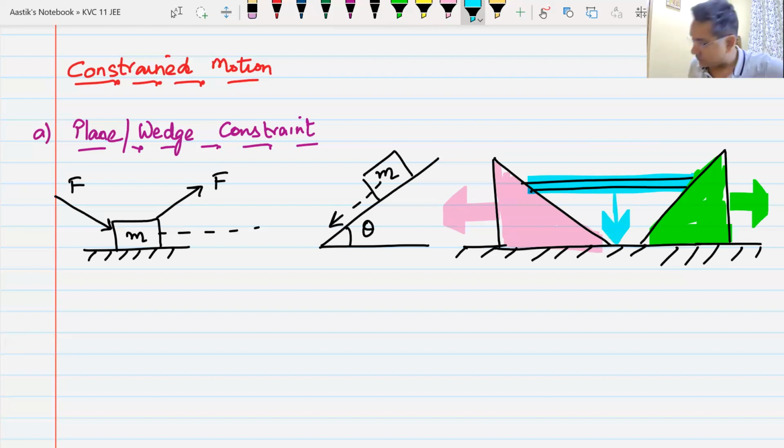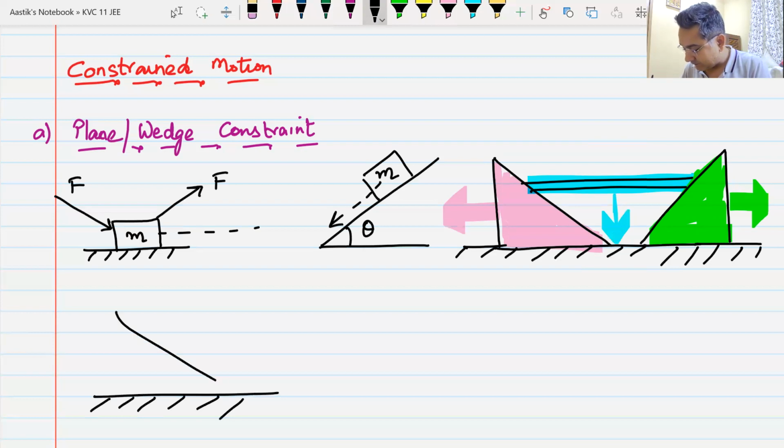This is what I call a plane or wedge constraint. They are constrained to move. They are in contact with each other. They just cannot move in any random direction. Do we understand this? I can give you one more example because this might come as a question sometimes. All these are plane constraints or wedge constraints.